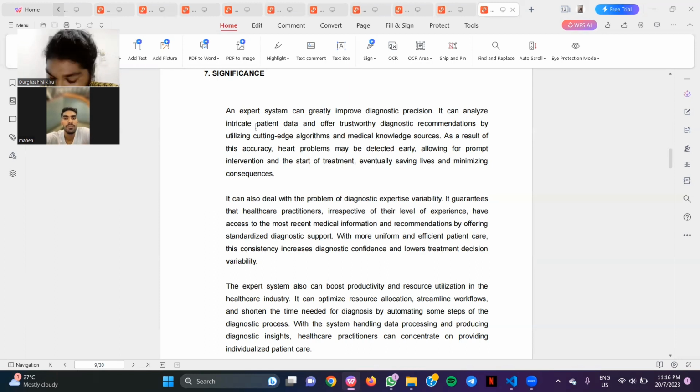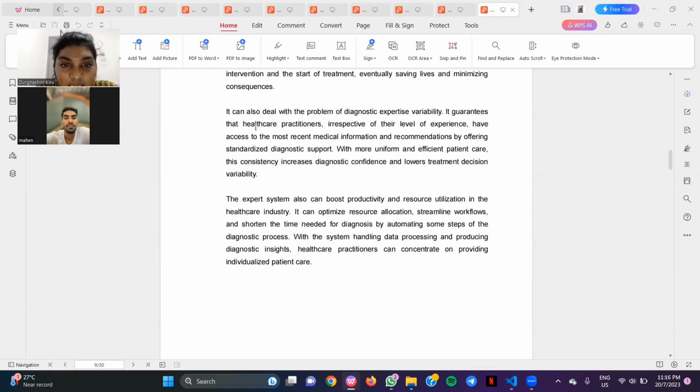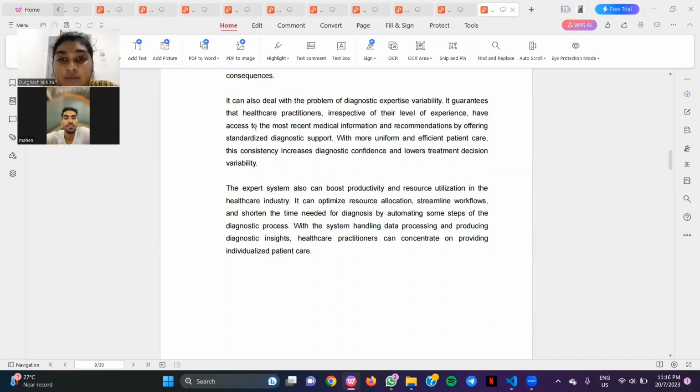Next, it can also deal with the problem of diagnostic expertise variability, and it guarantees that healthcare practitioners, irrespective of their level of experience, have access to the most recent medical information and the recommendations offered by doctors as well. Next, the system can boost productivity and resource utilization in the healthcare industry, optimize resource allocation, streamline the workflow, and shorten the time needed for diagnosis as well.